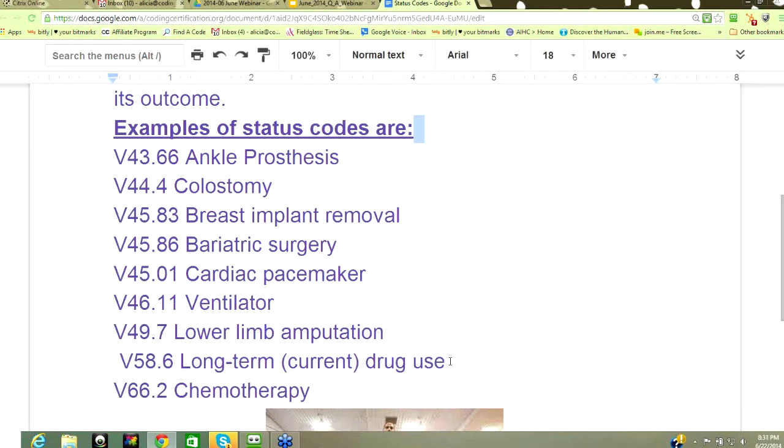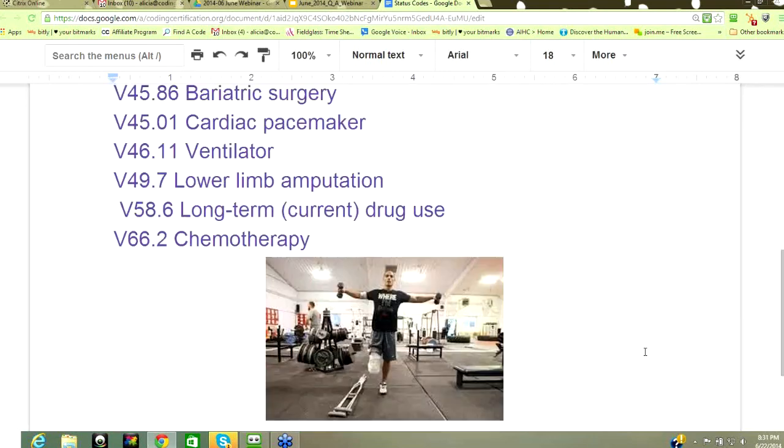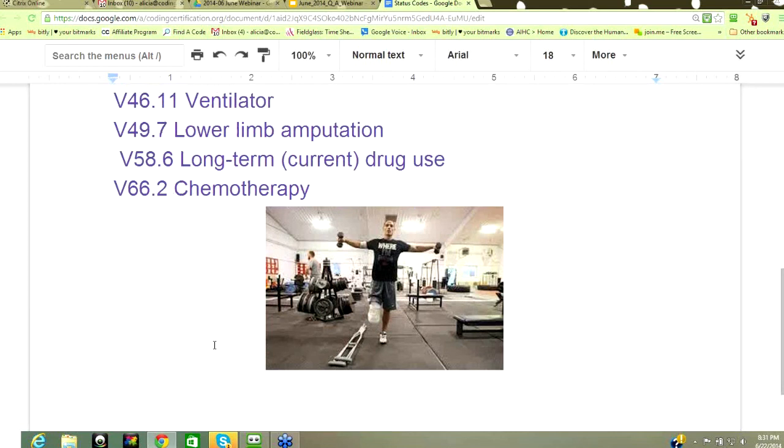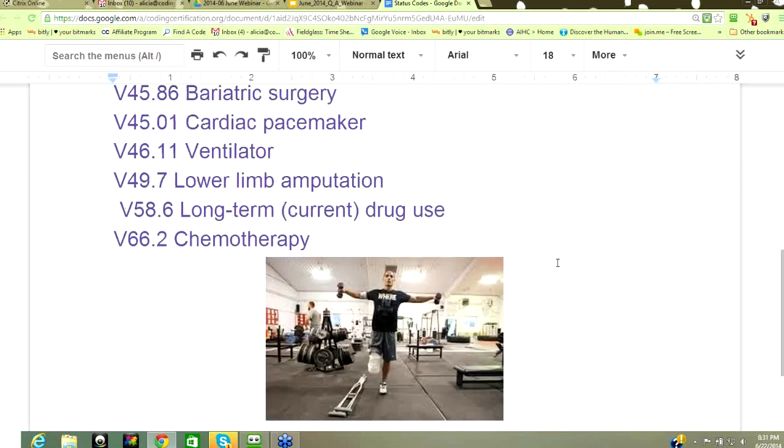I found this little picture of a guy. He's got a below-the-knee amputation here. And when you see that picture, his care is going to be different than somebody that has both legs. It can even affect your blood pressure, not having to pump through both limbs. Anyway, those are status codes.